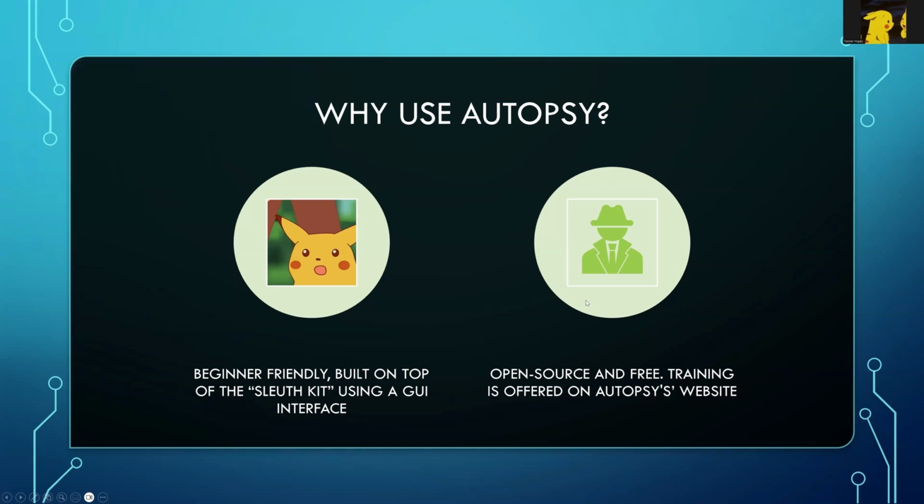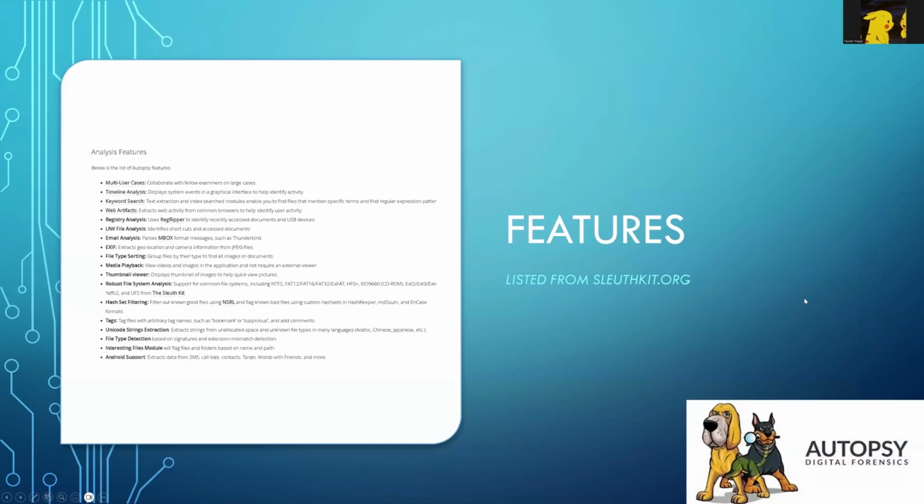Autopsy is beginner friendly and it is built on top of the Sleuth Kit, which you might know as the command line kit that is used in Kali Linux. Instead, this is more of a GUI interface that is a lot easier to use, I would say. Autopsy is open source and it is free, and training is offered on Autopsy's website as well.